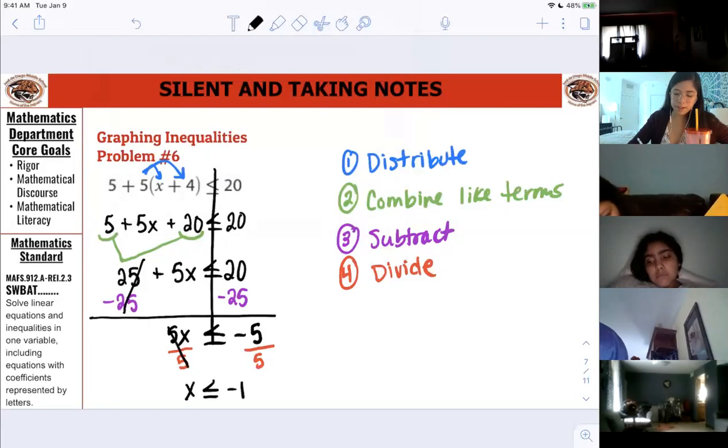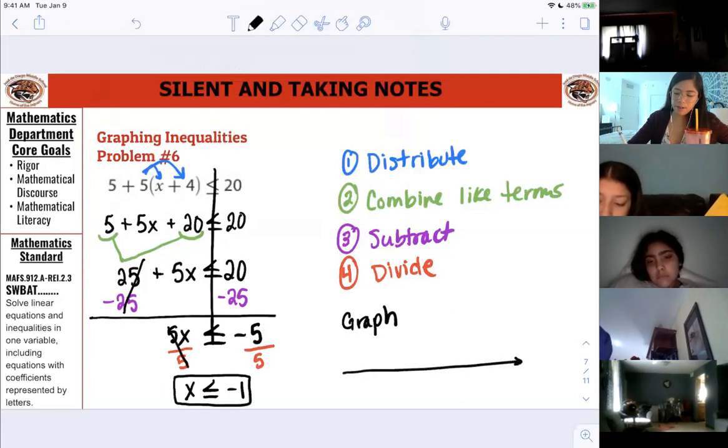And I get -1. Do we graph this? Yeah, we're going to graph it now. I'm going to put 5 lines down, put my -1 in the middle. Now, what do I write to the right of this? 0, then 1. And then to the left, I keep getting more negative.